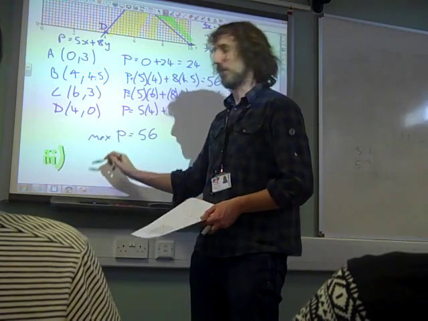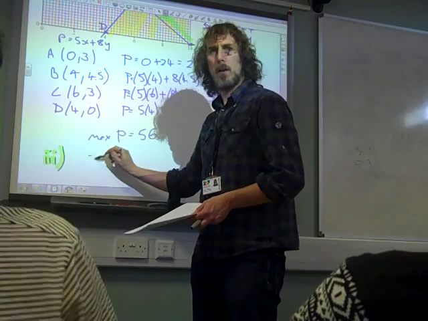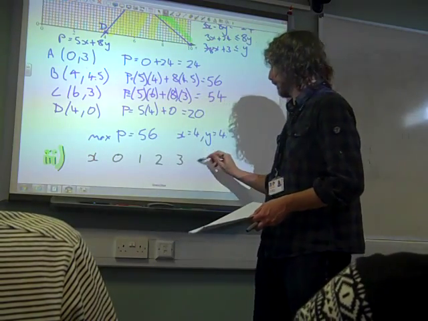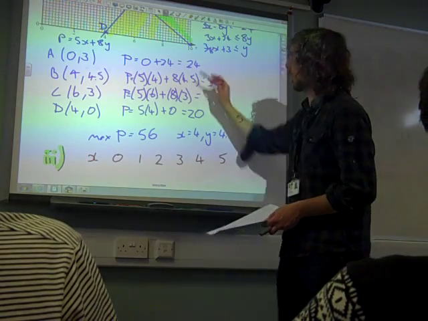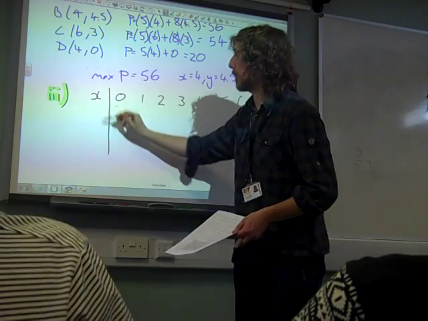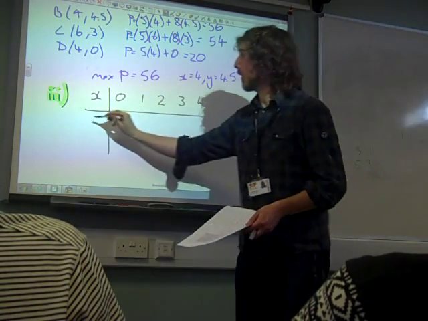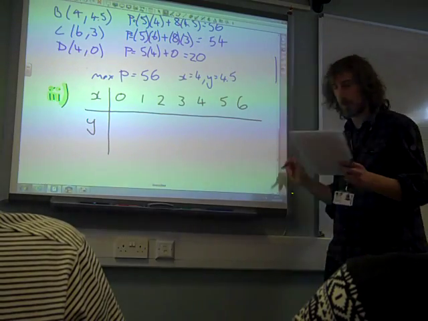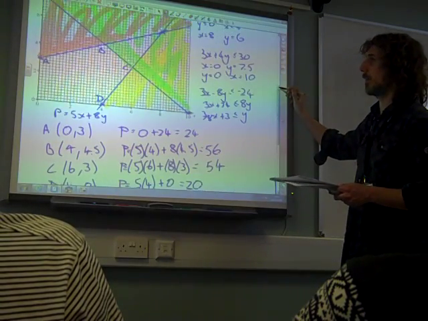Ooh. And how fancy. X is 0, 1, 2, 3, 4, 5, 6. And here's our table. The maximum y value for each of these, I'm going to read off my graph.